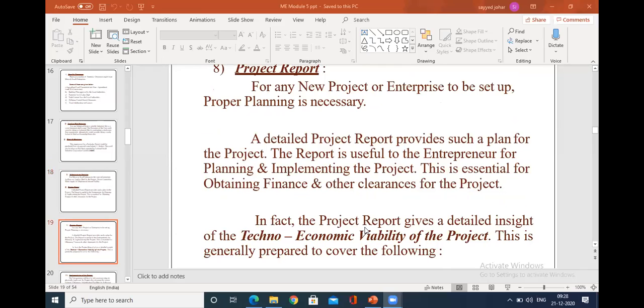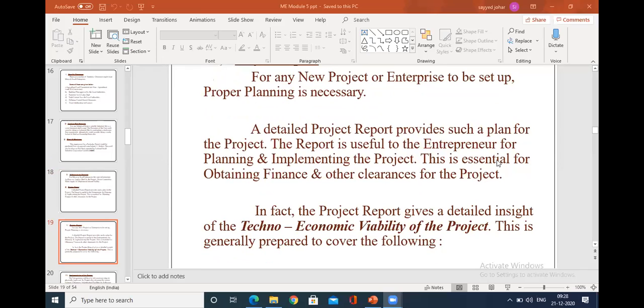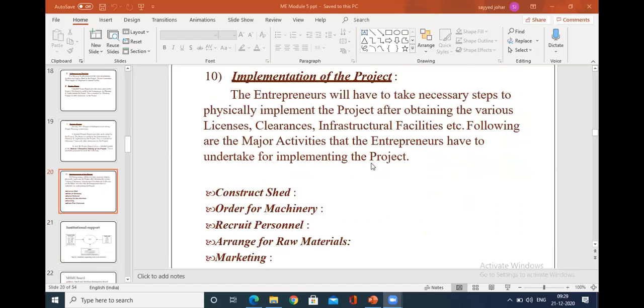So what does the project report consist of? A detailed project report provides plans for the project, which is useful for the entrepreneur's planning, implementation, and all. Overall, the project report gives a detailed insight into the techno-economic viability of the project. In implementation, the entrepreneurs have to take the necessary steps to physically implement the project. It was all theoretical, now you are into the field.